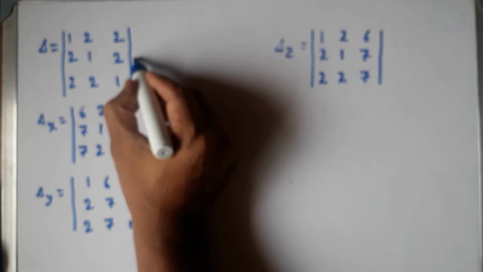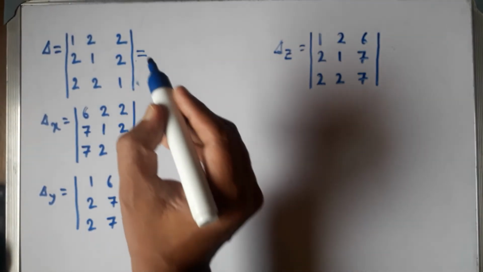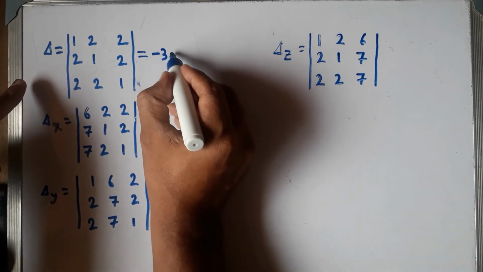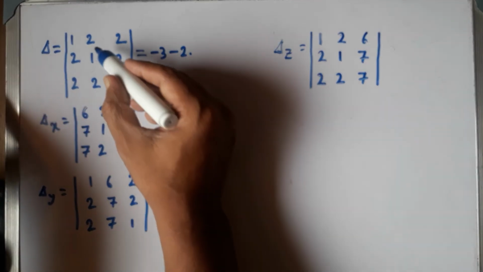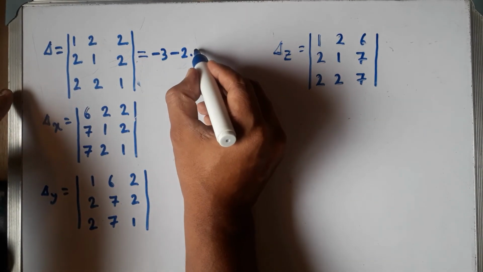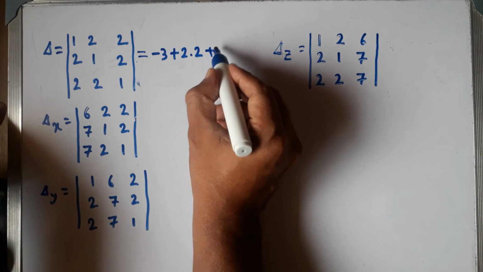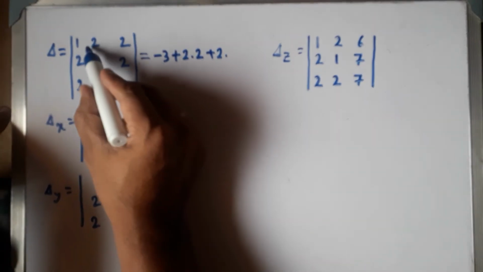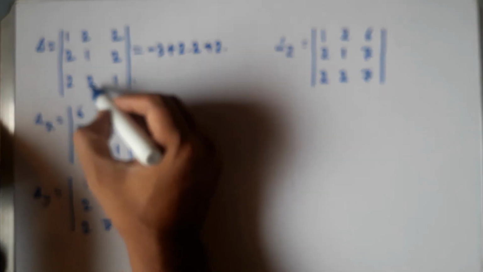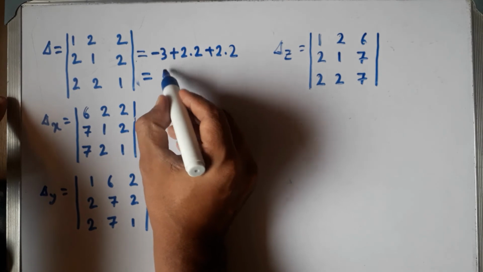Now calculate what is the value of delta. So delta is equal to 1 into 1 minus 4, that is minus 3, minus 2 into this row this column removed, so 2 minus 4, that is minus 2. So it will be plus 2 into this row this column removed, 4 minus 2, that is 2. So it is ultimately 5.